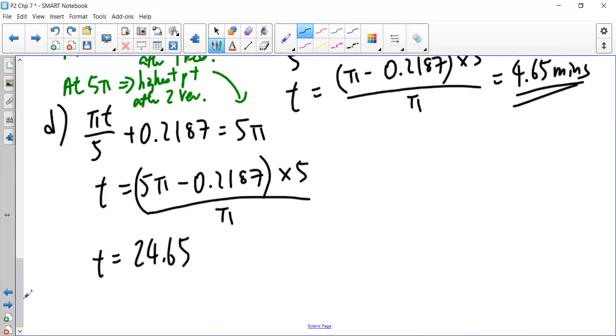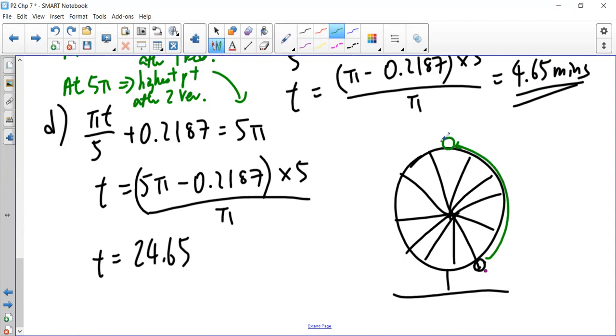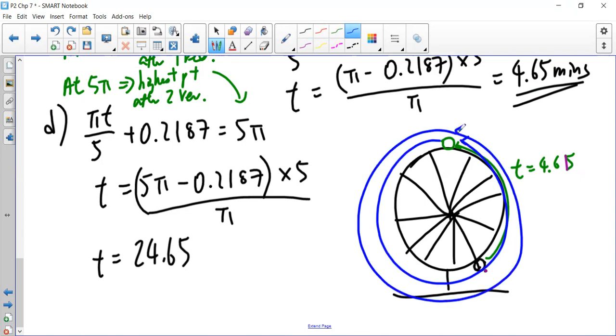Now, if you struggle with what I'm trying to say here, imagine a Ferris wheel, and that's you on it. We don't measure from this point. We start measuring when you're here at the highest point. So when is it at the highest point? When t equals 4.65 minutes. Then from there, we measure 2 revolutions, 1 and then 2. So what you found is that after 2 revolutions, t equals 24.65.